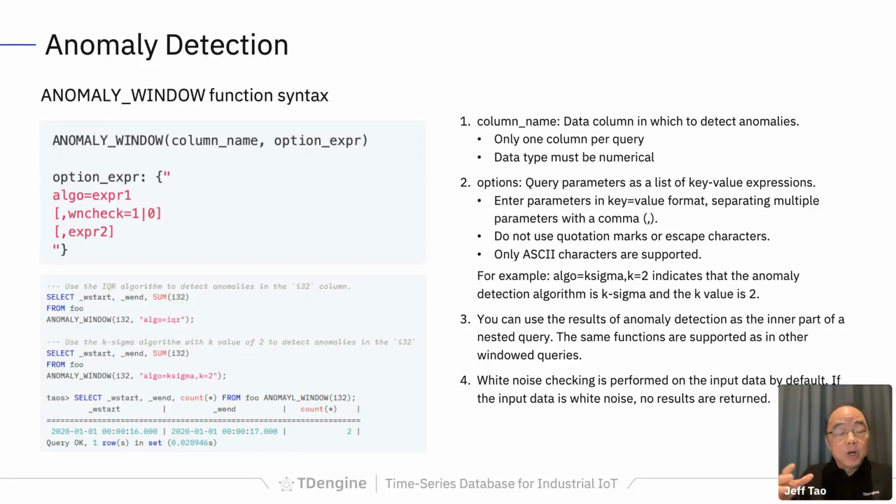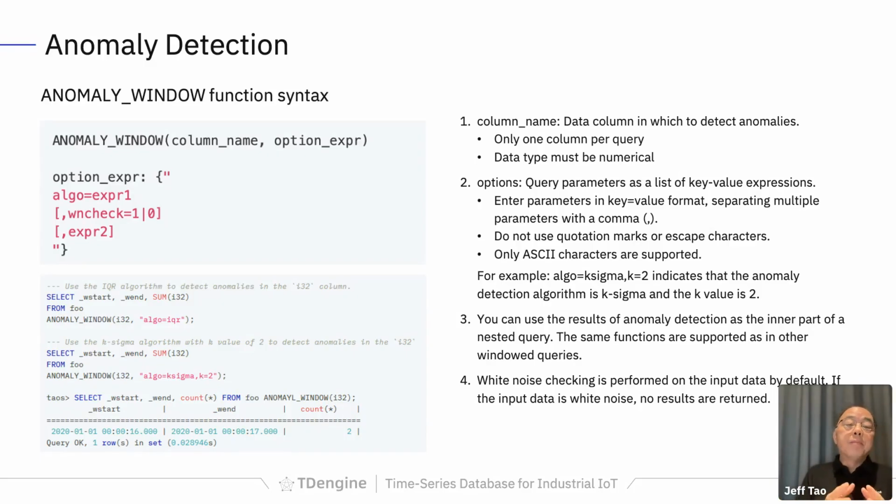For each anomaly window, you can also do some aggregation, for example the sum of your data or the average value of your data, then from the table, anomaly window. If you have used TDengine before, you will know TDengine supports many kinds of windows, for example the sliding window, session window, state window, and event window. Anomaly window is just another type of window, so you can apply all kinds of operations on it, just like other windows. It's very convenient.